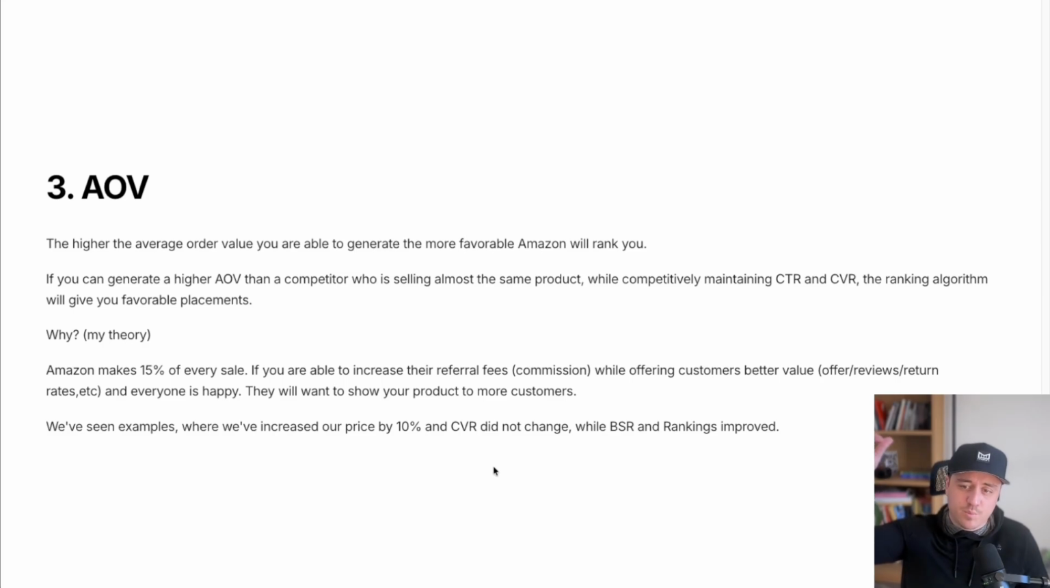Now, if you increase price and conversion rate drops, well, like we just talked about, conversion rate is a big factor in ranking. That's going to hit your rankings. But if you increase the price and your conversion rate stays the same, then Amazon's going to say, hey, this must still be a value. It must have been underpriced previously. Let's serve this to more customers and continue to see how this does. So that is a big thing.